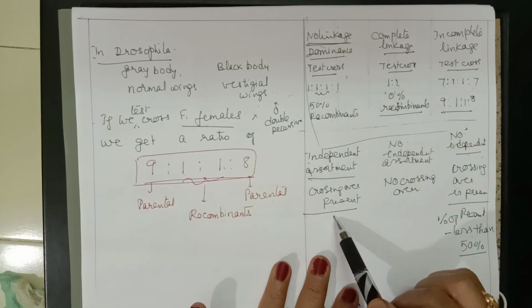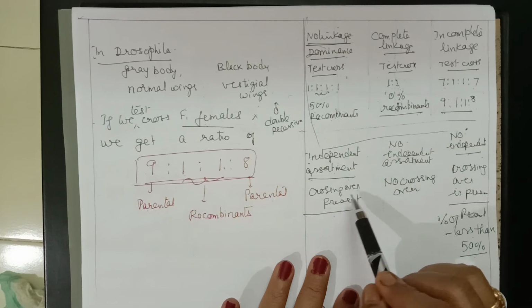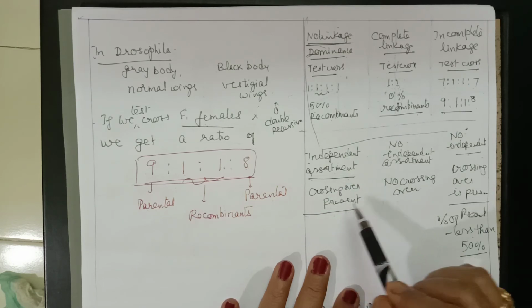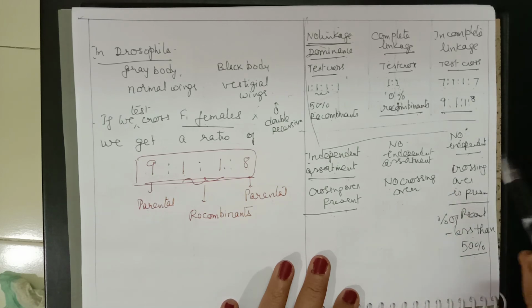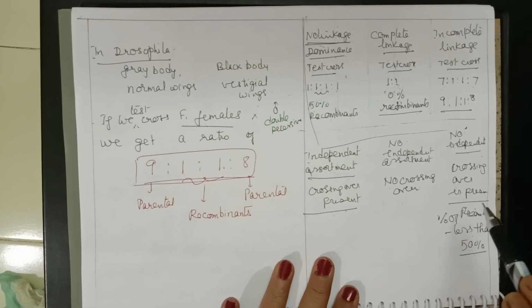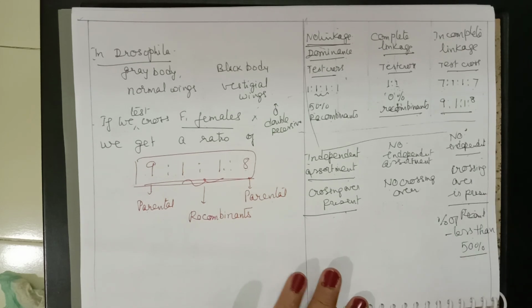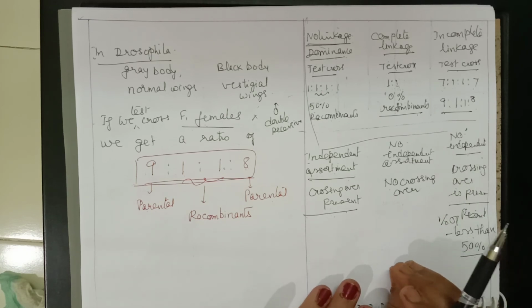Then next point, crossing over. In the first case, if there is no linkage, crossing over is present. In complete linkage, there is no crossing over. And in incomplete linkage, a little amount of crossing over is present. So in this way, we can compare these three. I hope I am very clear with this.